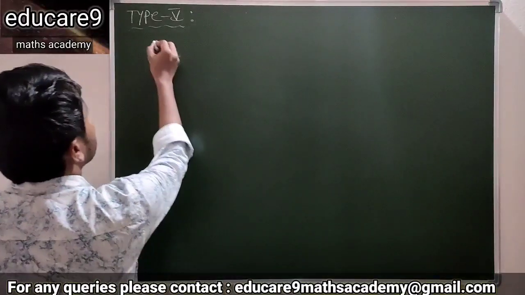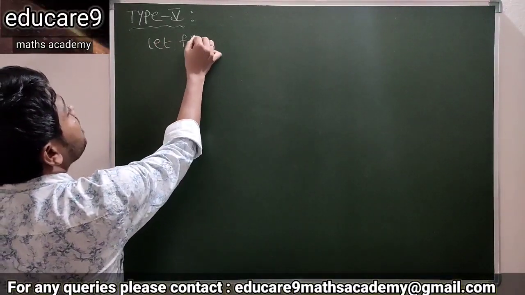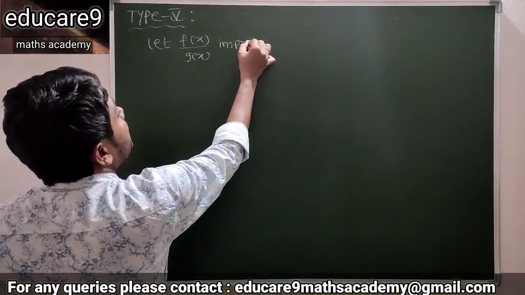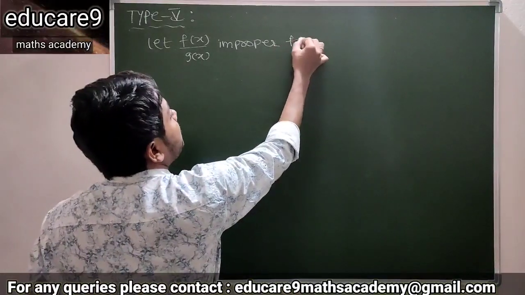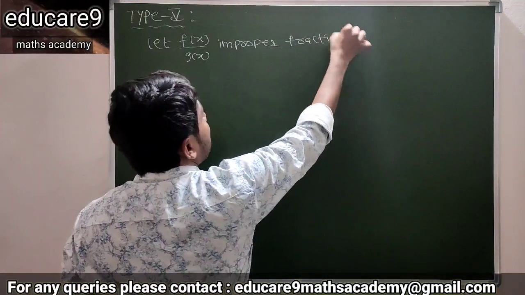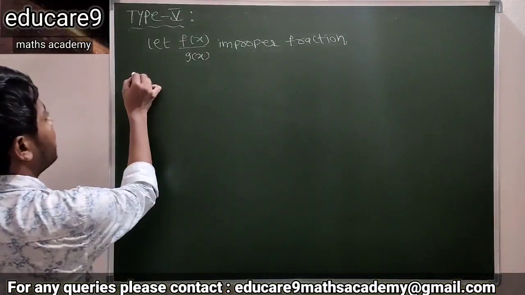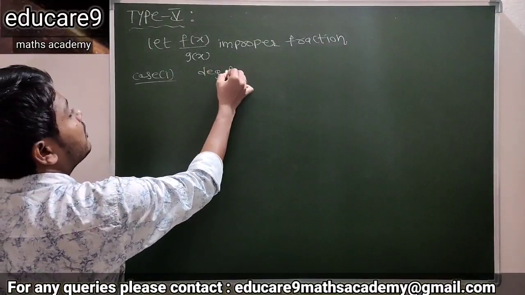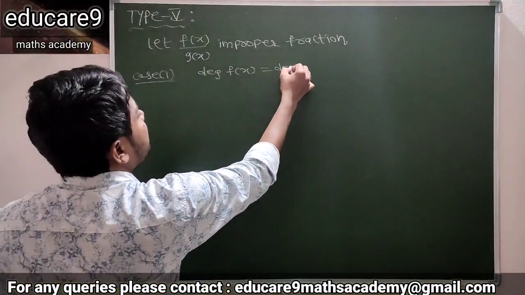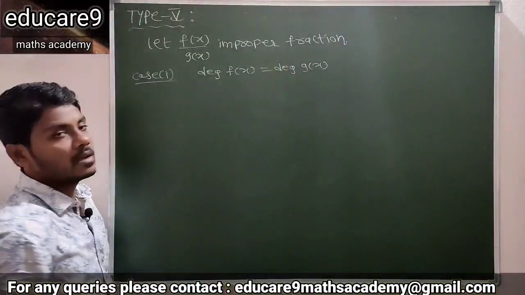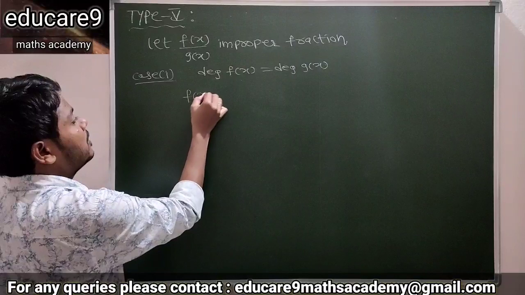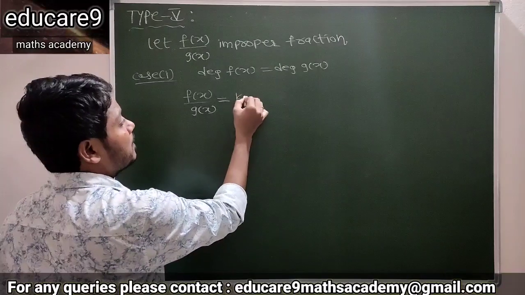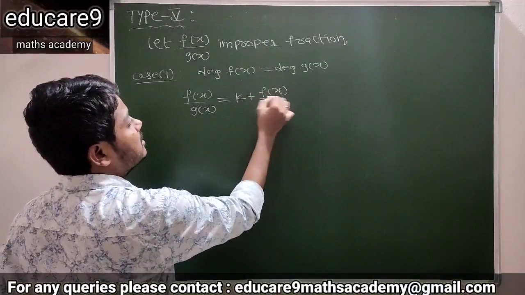So next, type 5. Let f of x by g of x be an improper fraction. So here two possibilities. First one, case 1: degree of f of x is equal to degree of g of x. Okay. So in that case, f of x by g of x can be written as k plus f of x by g of x.